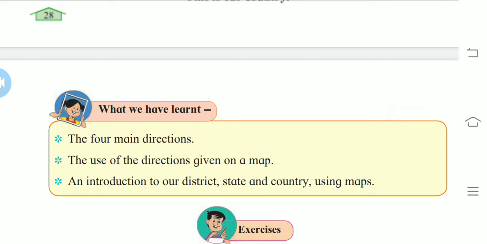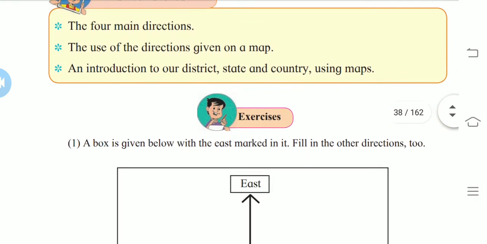What we have learned: the four main directions, the use of directions given on a map, an introduction to a district, state, and country using maps.